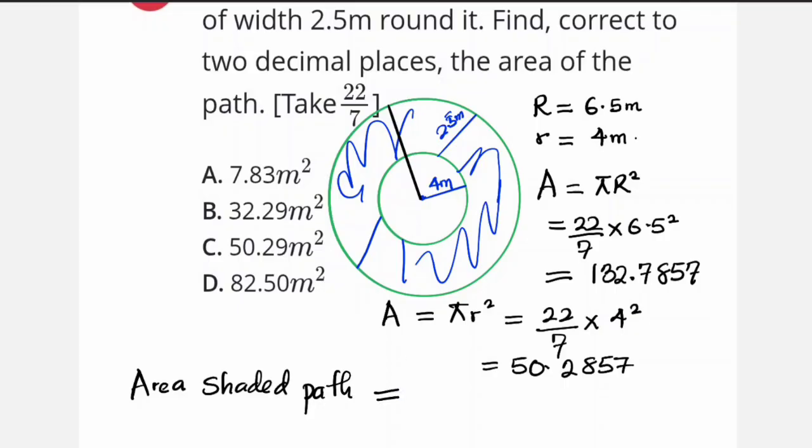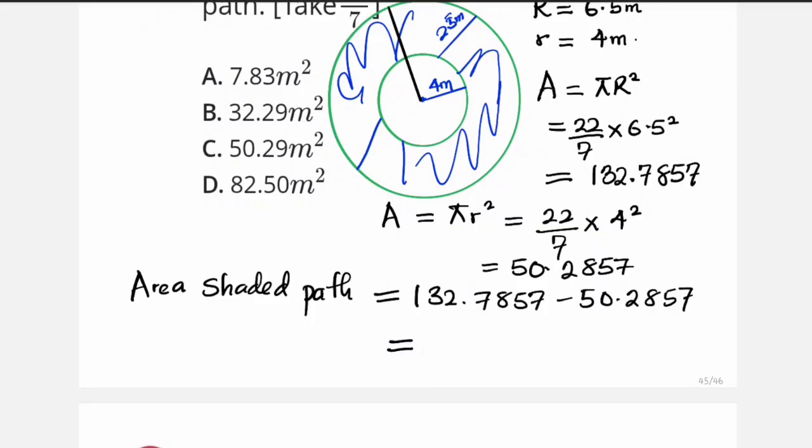So the area of the shaded path, according to the question, will be the area of this biggest circle, 132.7857, minus area of the pond, the smallest circle, that's 50.2857. Subtracting that from one another, we're going to realize we have 82.4999 and so on and so forth. And into two decimal places, we shall have 82.50 centimeter square, which is our correct and final answer.